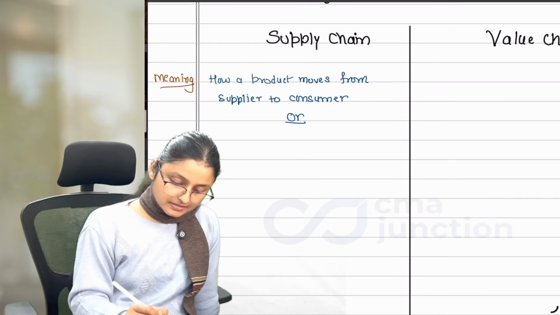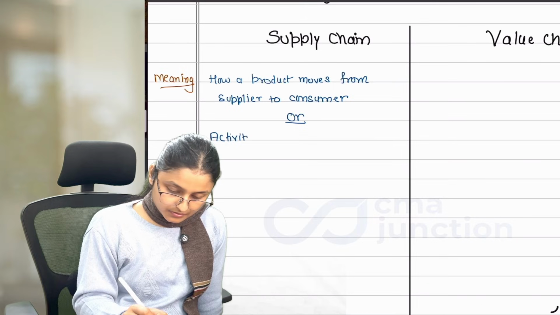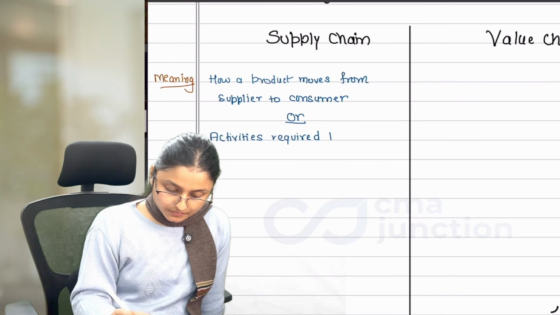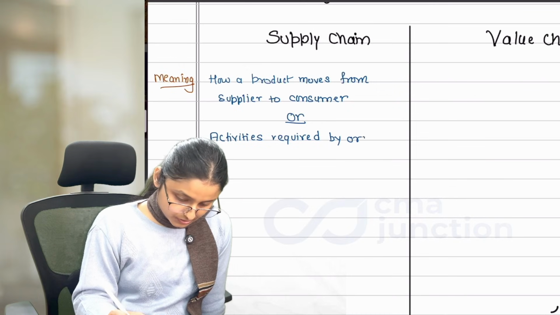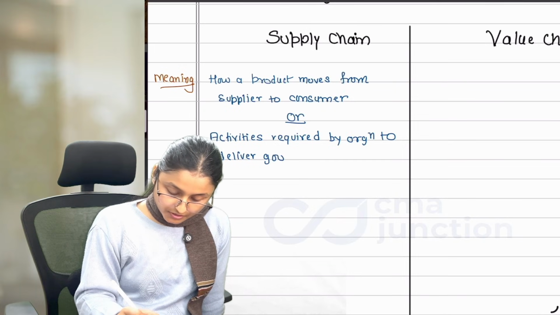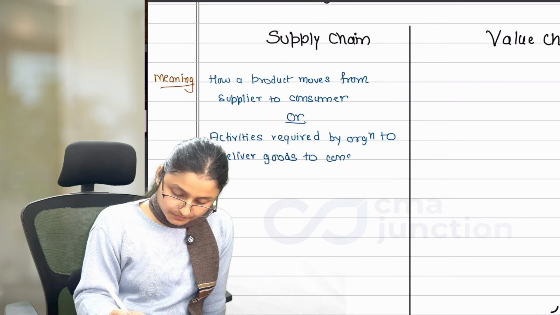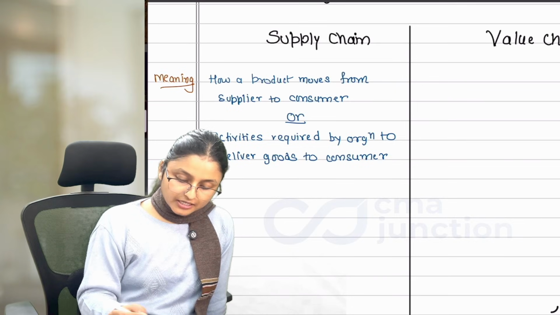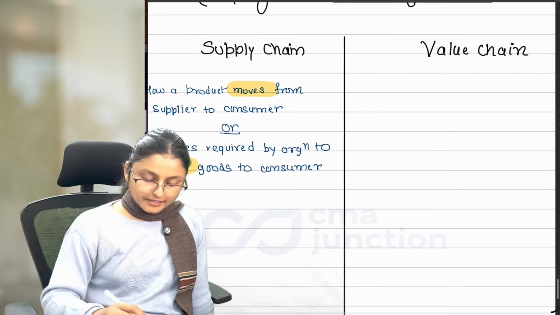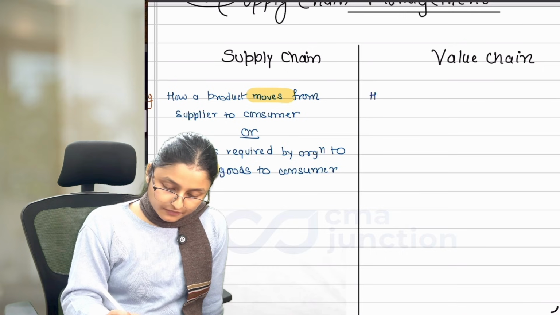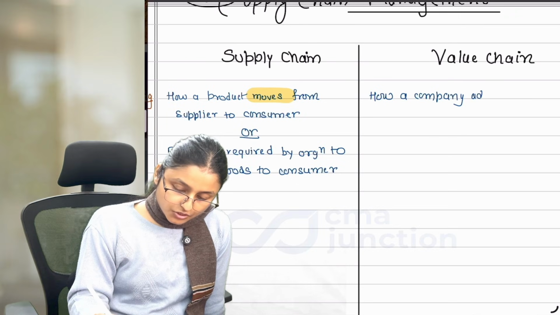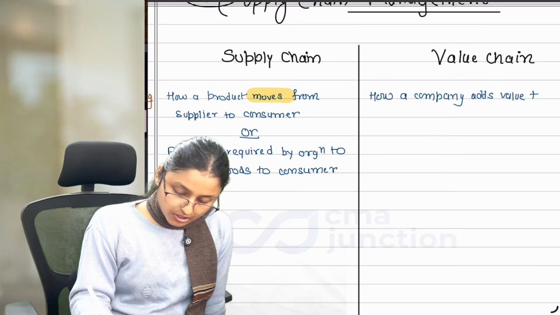or we can say it as activities required by organization to deliver the goods to consumer. So our main focus here is on delivery and movement. If I talk about value chain, then our main focus is how a company adds value to the product.